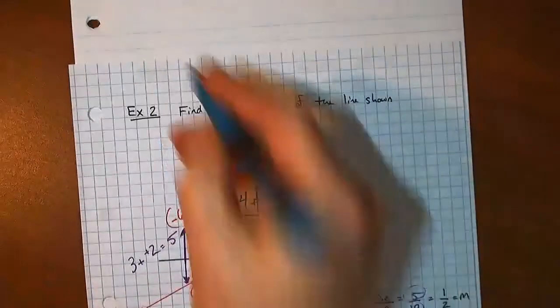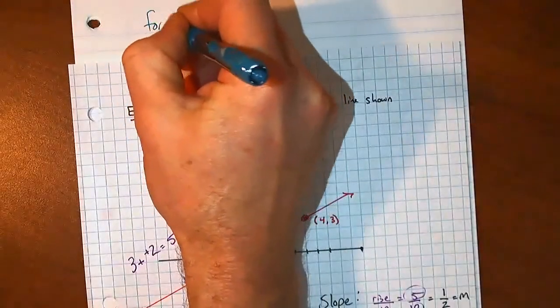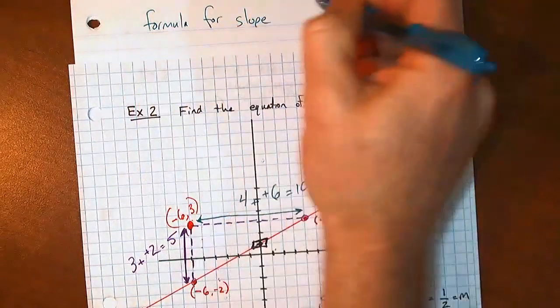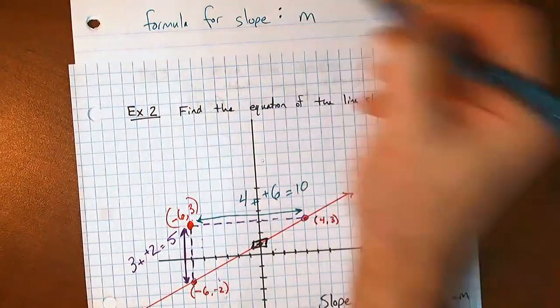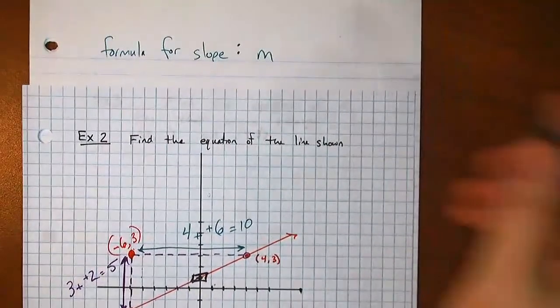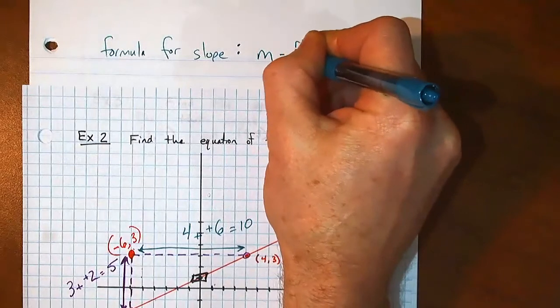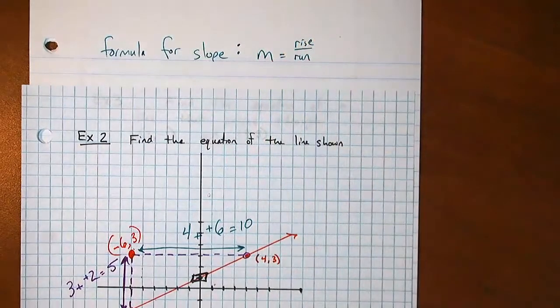And the formula looks like this. Formula for slope. Okay, so slope we said is m. And we already said that slope can be found with rise over run, and we're not changing that. We're still saying rise over run is slope. That's still the same. You have to rise before you run. Rise over run is slope.